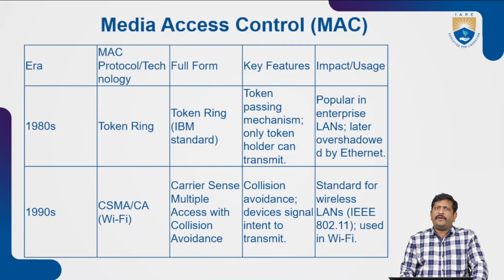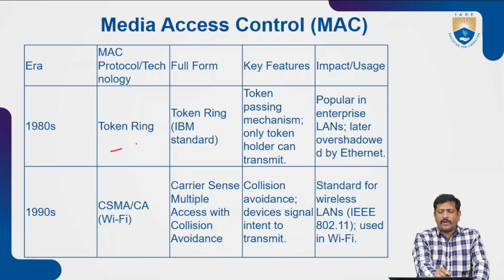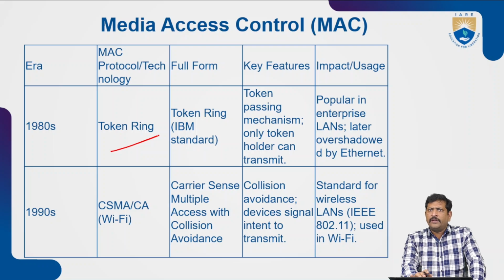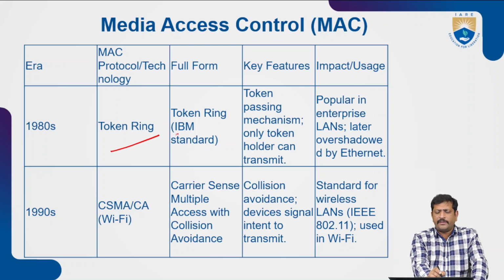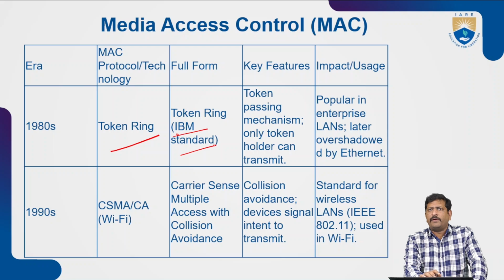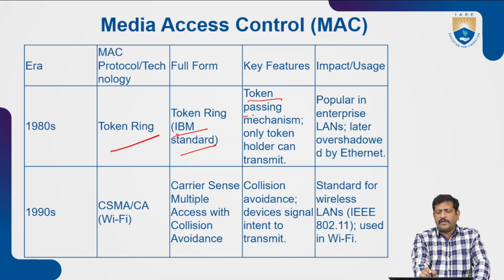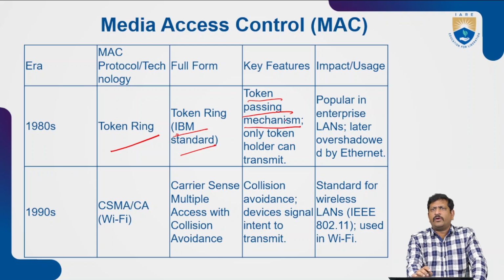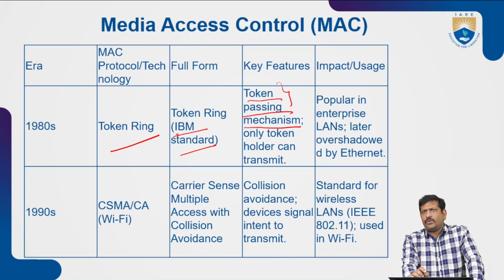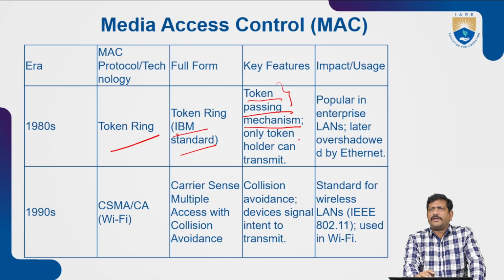And in the 1980s, the token ring protocol was introduced by IBM, the International Business Machines company, which developed the token ring protocol. This token ring protocol works by passing tokens, a passing token mechanism. A token is a special packet. Only the token holder can transmit.